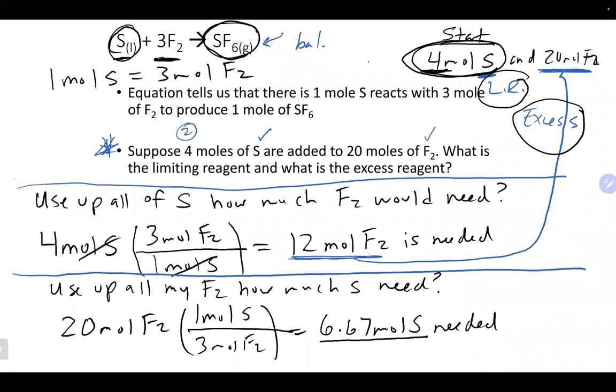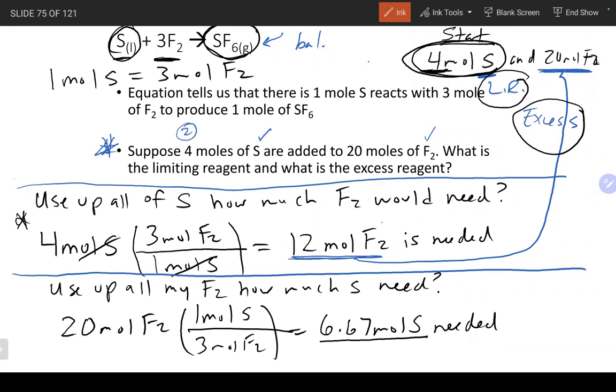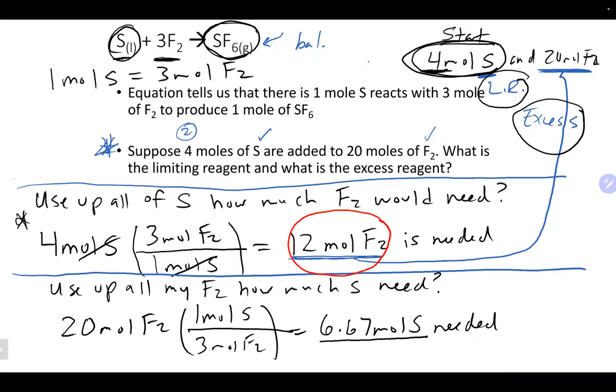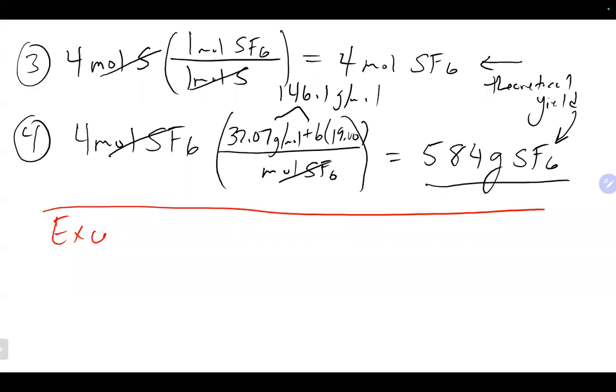Okay. The other thing that's sometimes asked is how much of the excess reagent would be left over. And we can actually figure that out as well, based on our original calculation here, since we chose correctly. We figured out with this original calculation that we would need 12 moles of the F2 to use up all the sulfur, which is our limiting reagent. We are starting with 20 moles of it. So we also could pretty simply figure out how much of that excess reagent is left over, which in this case was the F2.